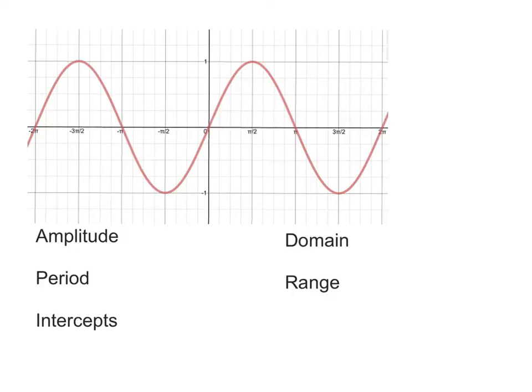One thing that we talk about is amplitude. Amplitude is how tall it is, but actually it's half the distance between the maximum and minimum. So what would you say the amplitude of this one is? 1. I heard somebody say it. Amplitude is 1. It's half the distance between the maximum and minimum.